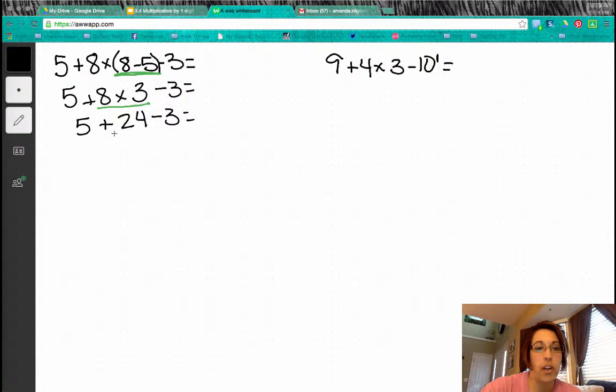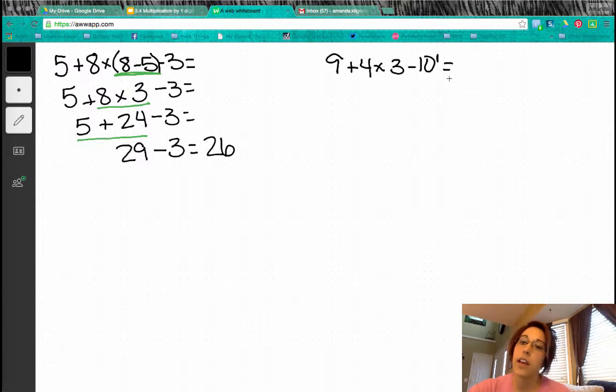Now we've only got addition and subtraction remaining, so we start from the left and work to the right. We're going to go ahead and do the 5 plus 24. That gives us 29. Copy the rest down. 29 minus 3 is 26.